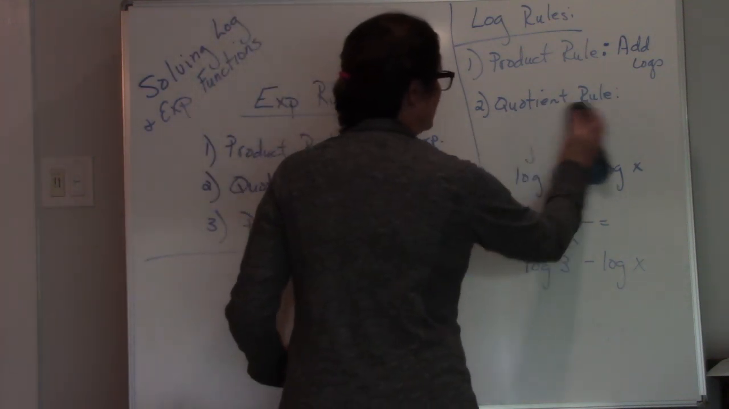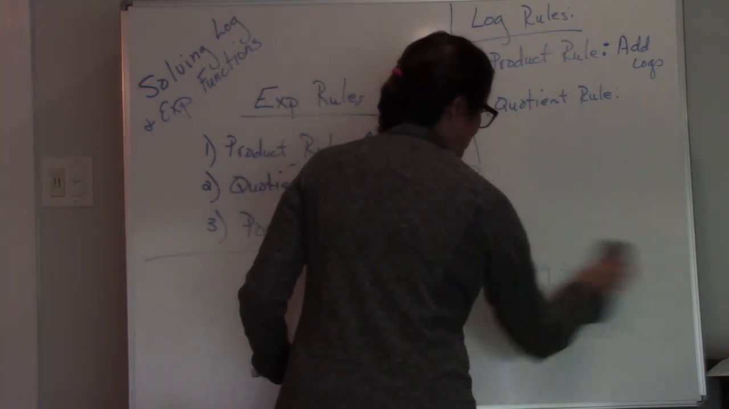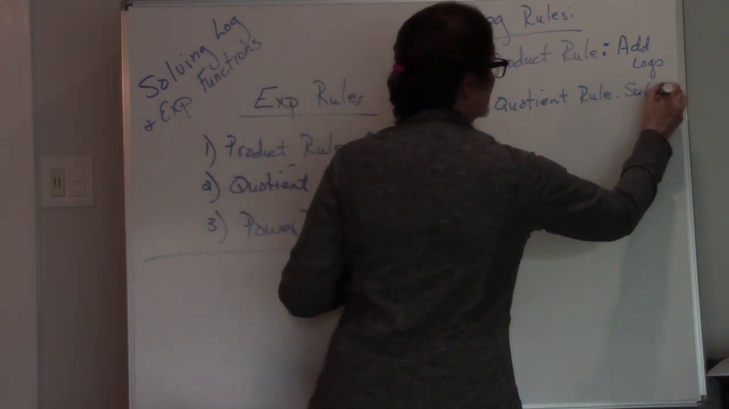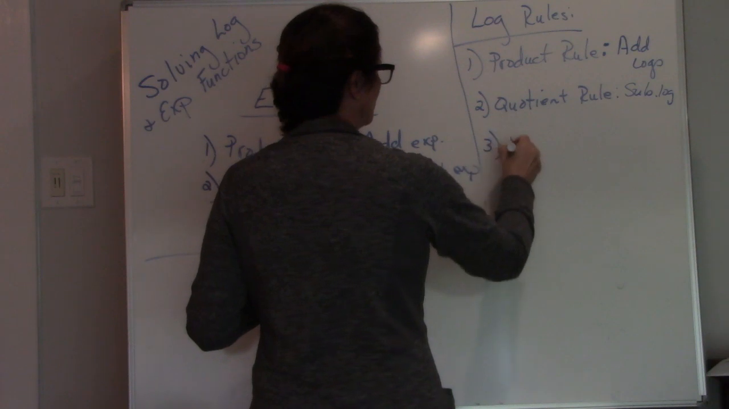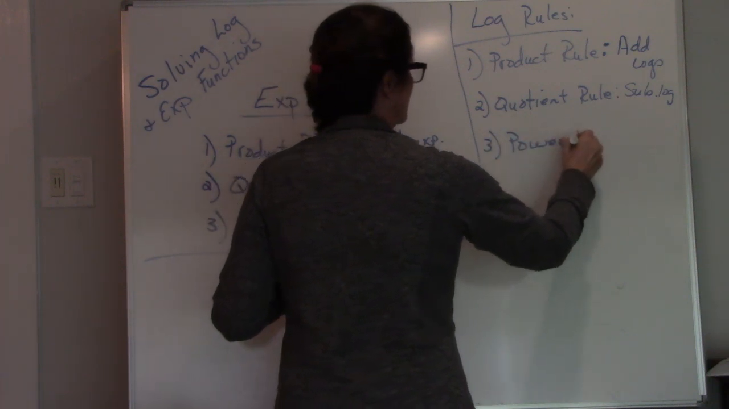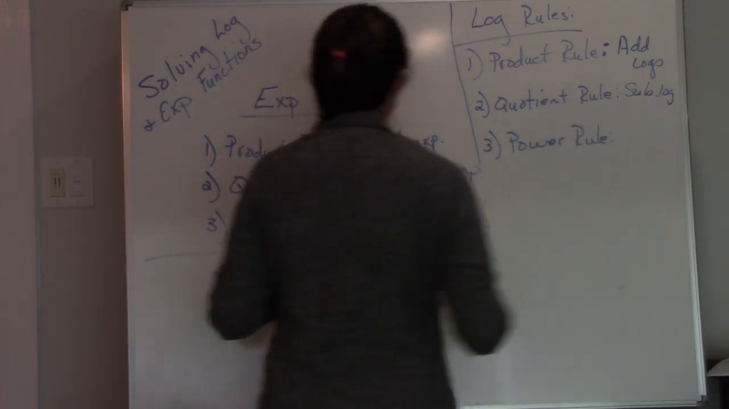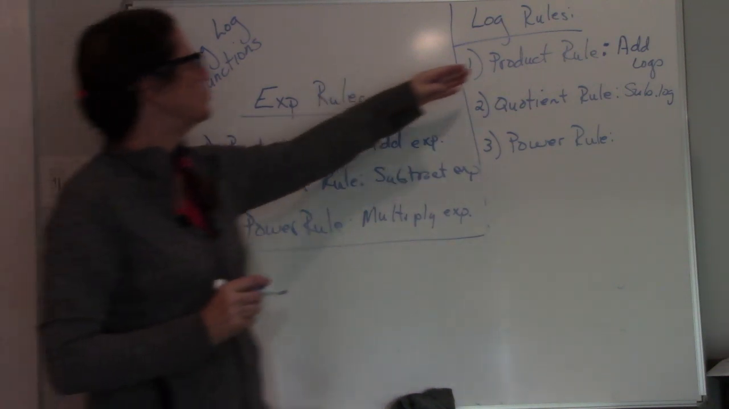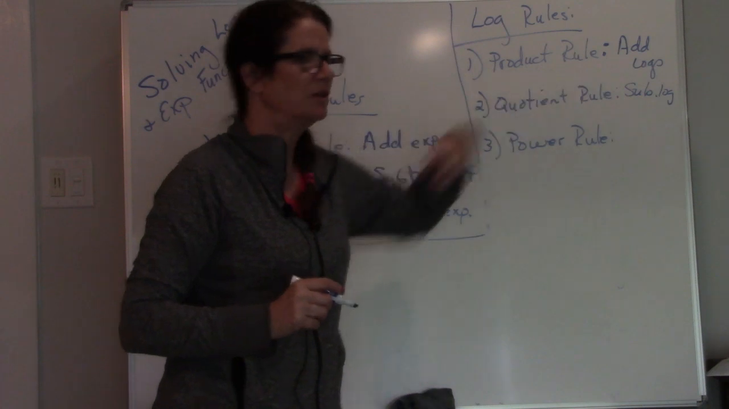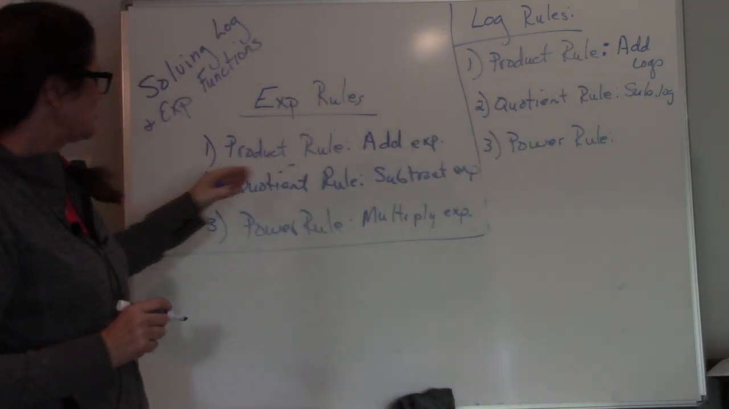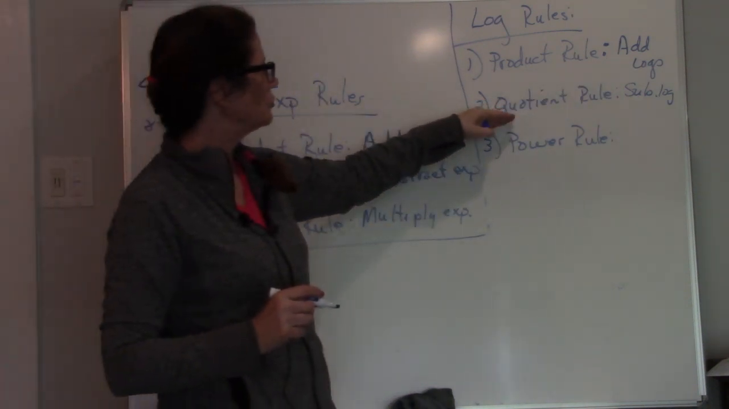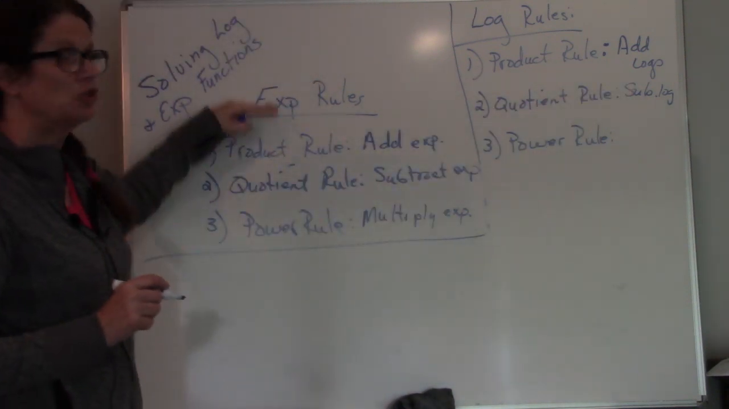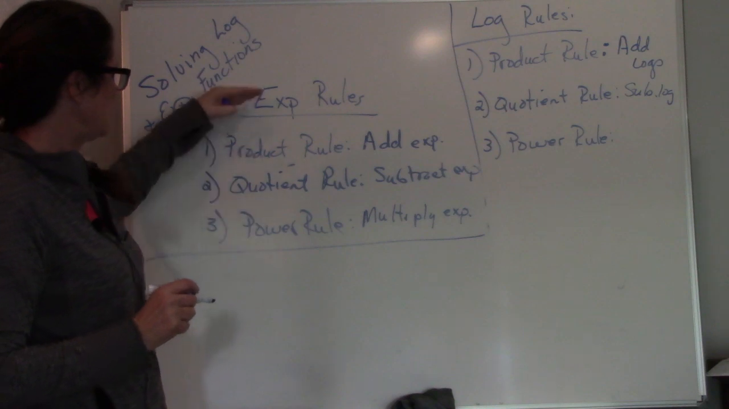So I'm going to erase all this. So with the quotient rule, we subtract logs, and now power rule. So I'm hoping you are seeing the similarities. Product rule with exponents, we add. Product rule with logs, we add the logs. Quotient rule with exponents, we subtract. Quotient rule with logs, we subtract the logs. Now we're to the power rule. So it should follow, right? Should follow the same pattern.